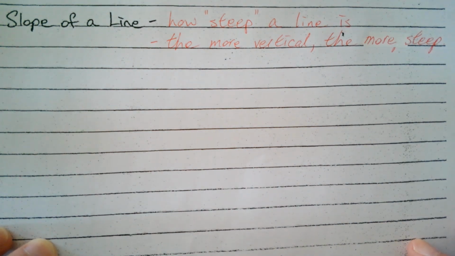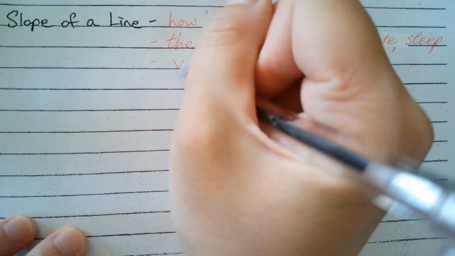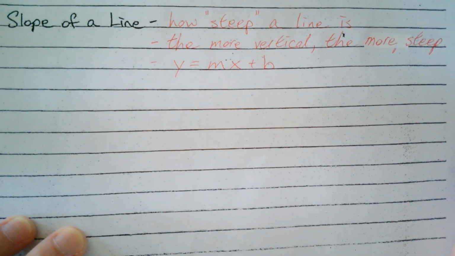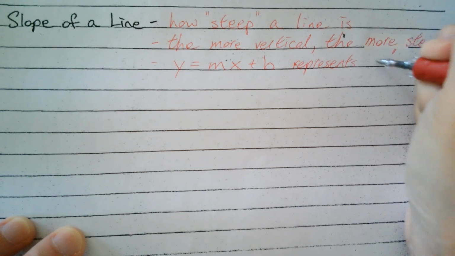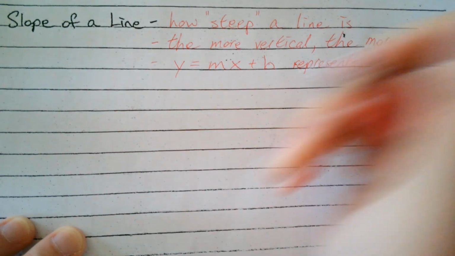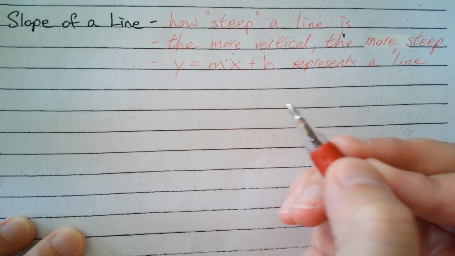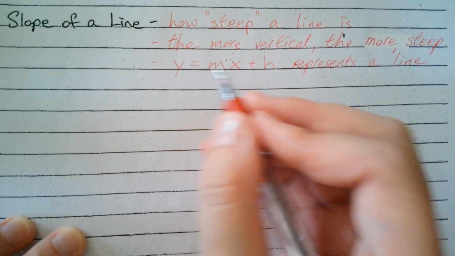For slopes, there is a formula. Okay, y equals mx plus b is not the slope formula, but that's still a very important formula. Y equals mx plus b represents a line. And which letter from here represents the slope? Sean?